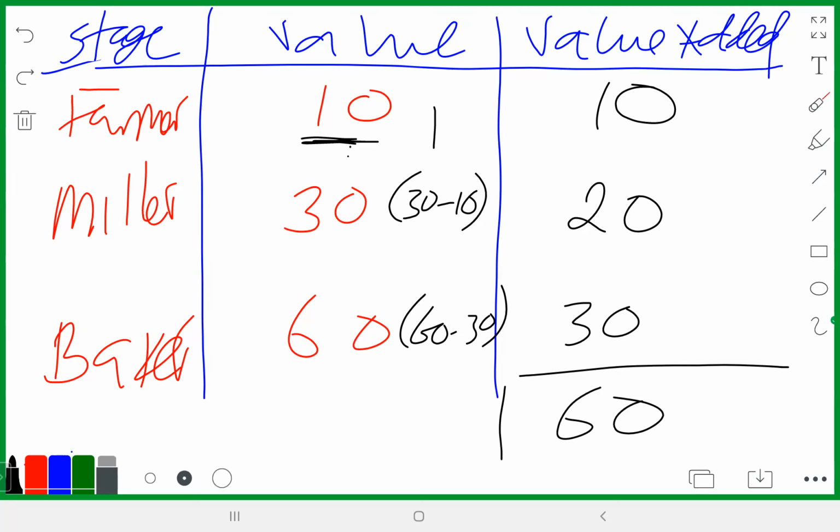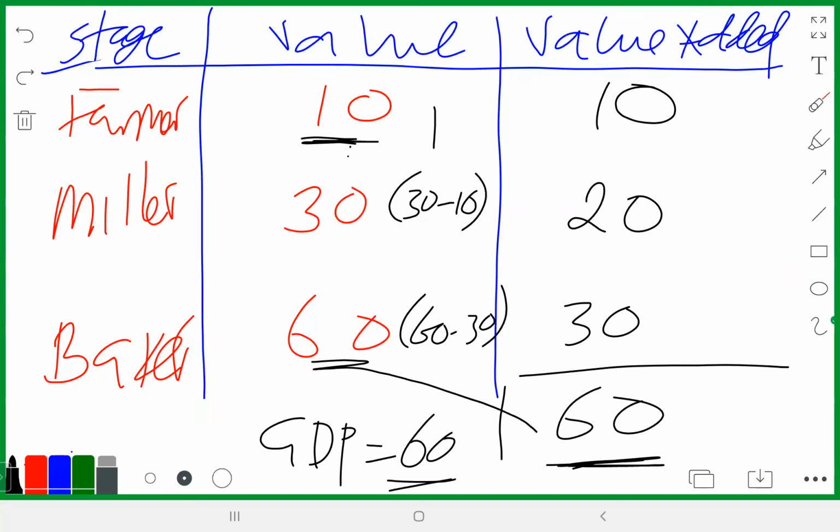So what is GDP? Which is the second question. GDP is equal to the 60 because we say that GDP is the final value. And by the way, when you add all the values that have been added, they should be equal to this final value of the final product. Since by definition, that is how we define the GDP. Is that clear?